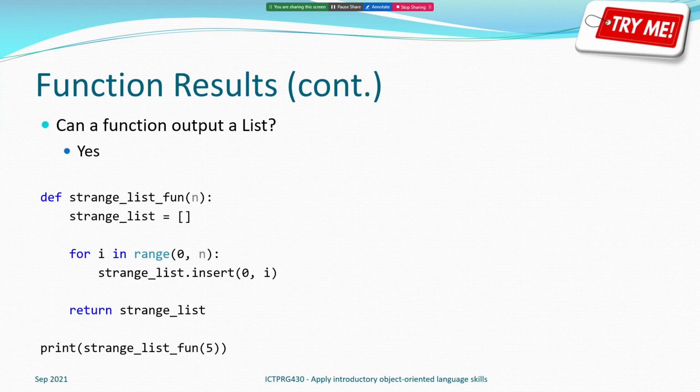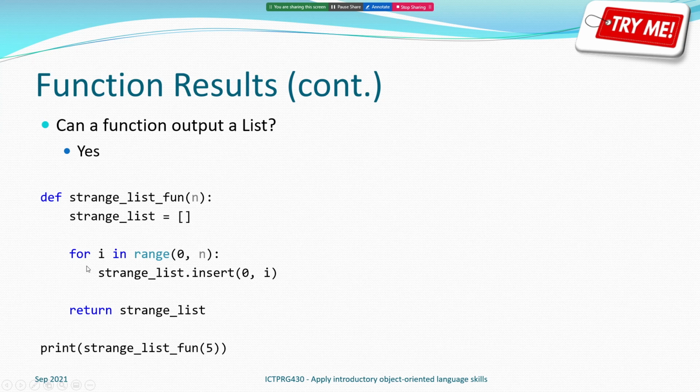So in this one, we're defining strange list fun with a parameter of n. If we skip to the bottom, when we invoke the function, n equals 5. So when invoking the function, we've provided the appropriate argument. So strange list is defined and is empty. So this is a list with no elements.